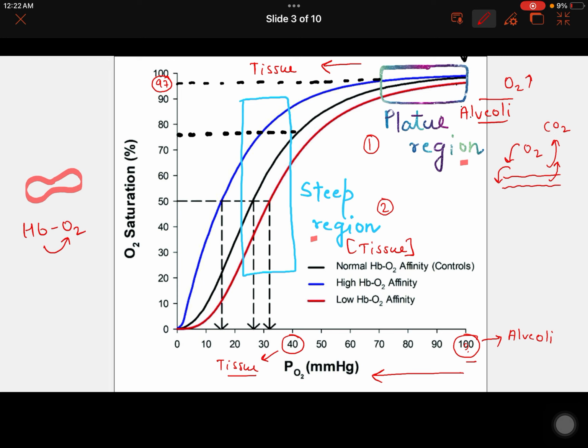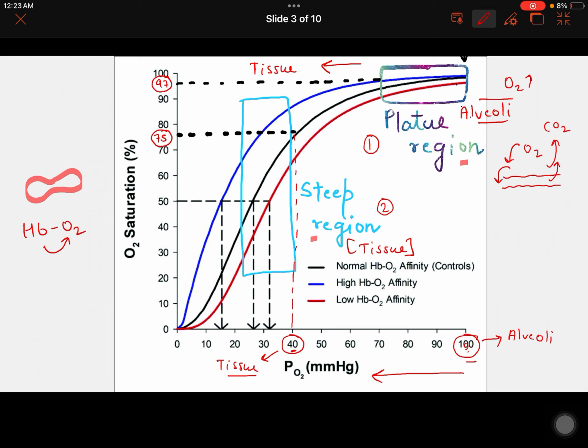So there the oxygen level starts dropping, but at what level? Even in the tissues, if the partial pressure of oxygen is around 40 millimeter of mercury, the person is still maintaining, as you can see in this graph, an oxygen saturation of around 75%, right?